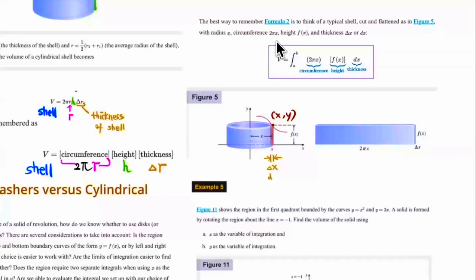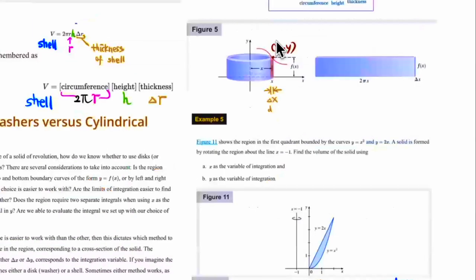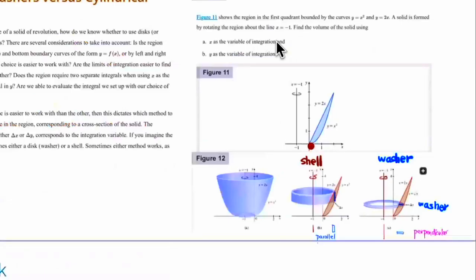And then we use integration to sum up all those shells. The x goes from, say, a to b. For example, in this case, the x goes from 0 all the way to 2. See, the x starts from here and then ends at 2 over here. x goes from 0 to 2. Then you will get the total volume for the solid right here. So that was the shell method, and the difference between the shell method and the washer method. You can compare them side by side.